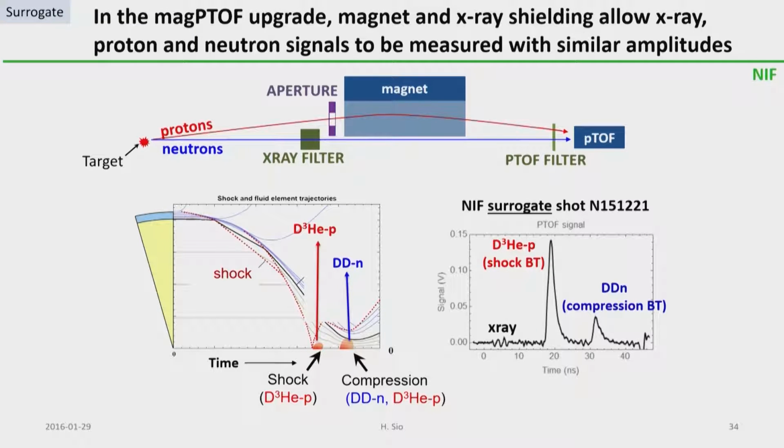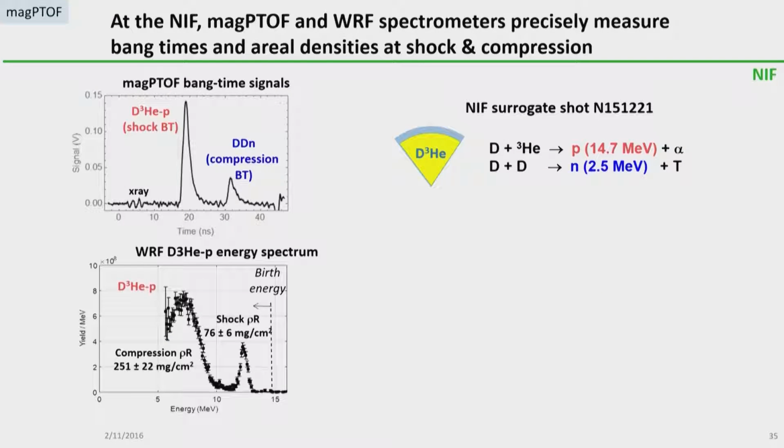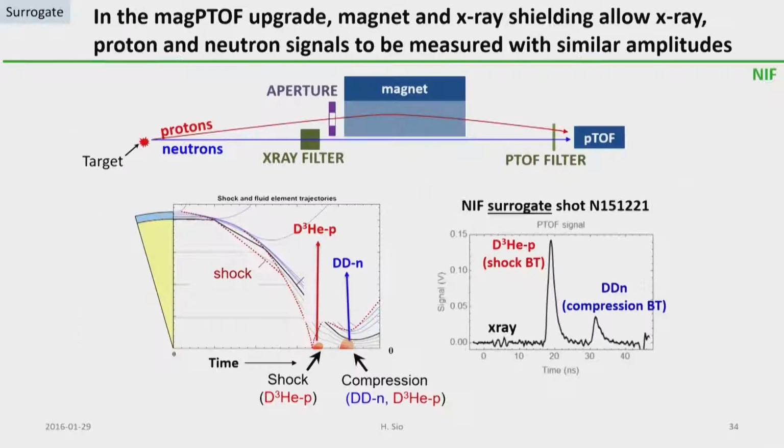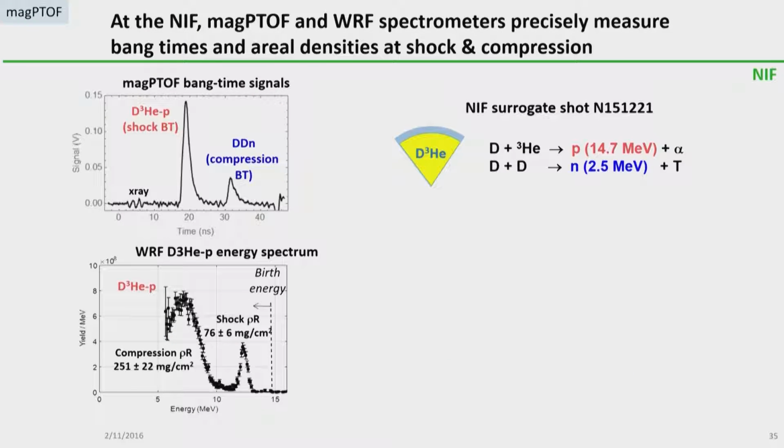Going back to the RT diagram, at shock time, you're seeing the D-helium-3 protons that escape, and at compression time, the DD-neutrons give you the compression bang time information. And now we can put it all together and discover something kind of cool about these implosions. We already talked about the magPTOF data. That is, you have the shock bang time and the compression bang time.